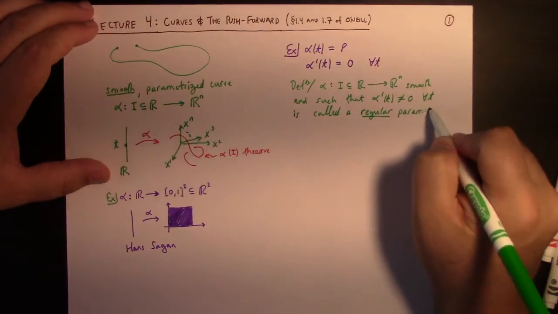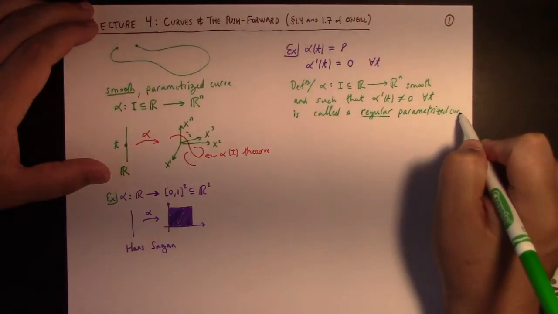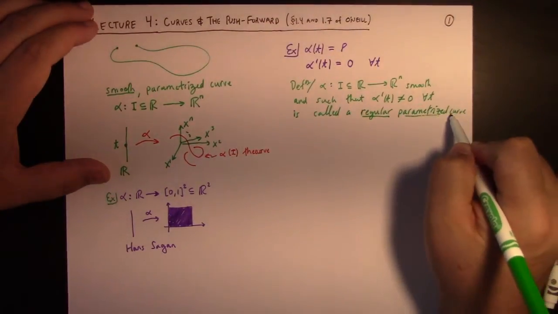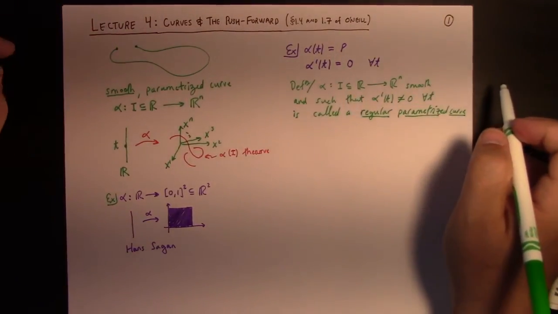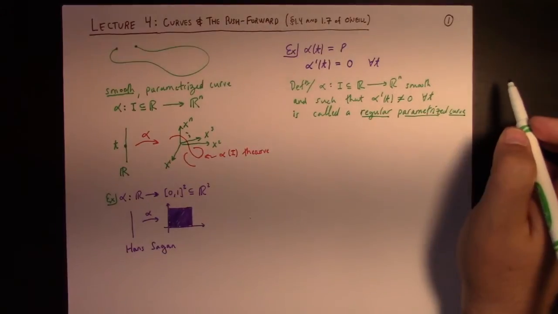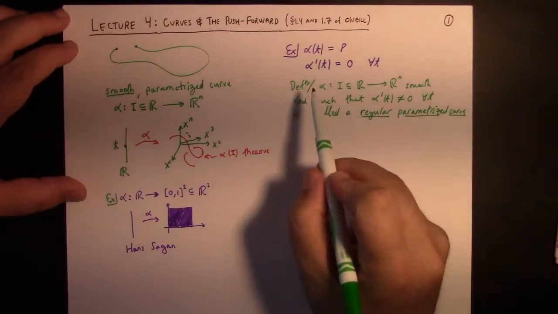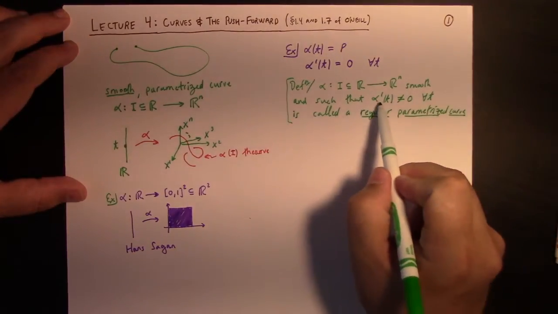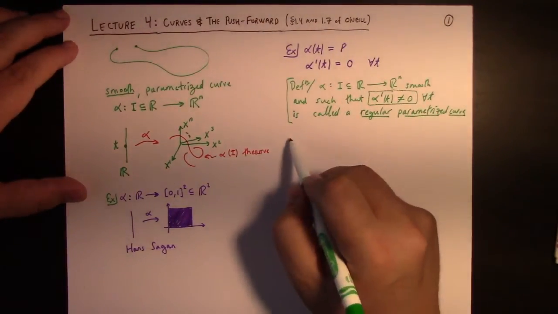Regular parametrized curve. So I'm trying to slap the parametrized on it. We have a distinction in language between the point set and what you might call the path. I sometimes call the parametrized curve the path, and I call the point set the curve. But anyway, there it is. Now, I have just used something I haven't defined yet, which is the velocity. So let's go ahead and define that.